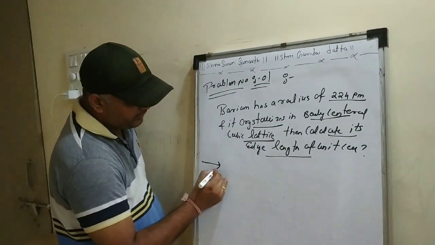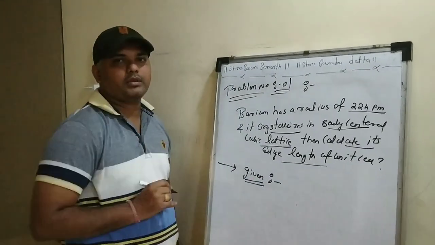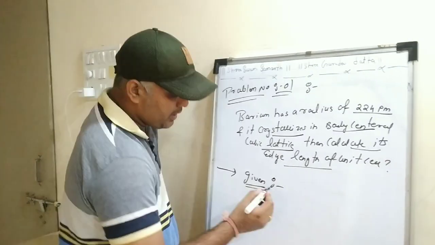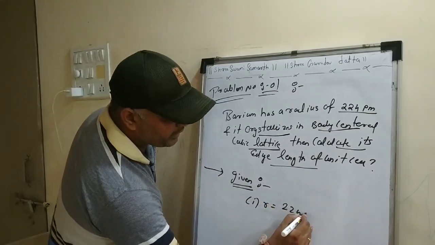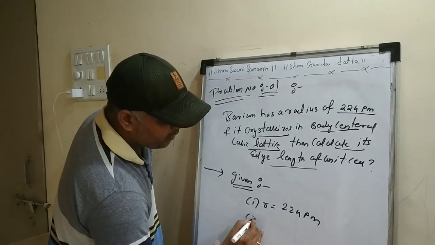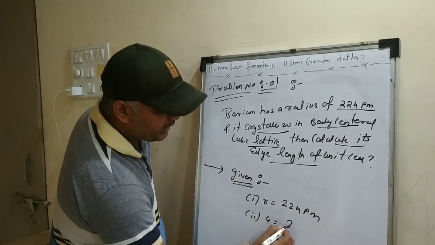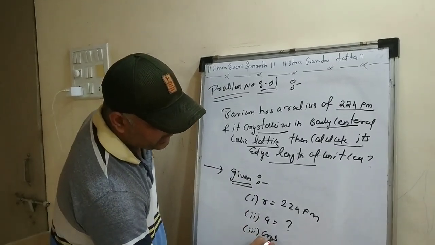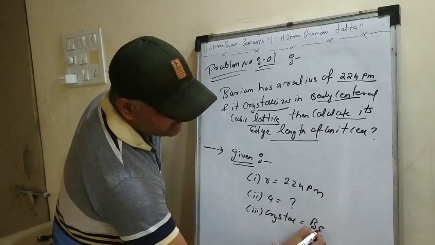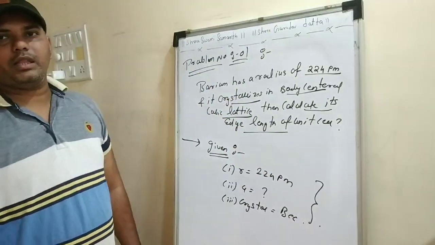Now let's see what is given in the problem. First, always remember you are supposed to write down the given. What is given in the problem? Number 1, radius is given, 224 picometer. Number 2, we need to calculate the A. Then what kind of a crystal it is? It is a BCC crystal, right? So this is what is given in the problem. Now let's solve the problem.